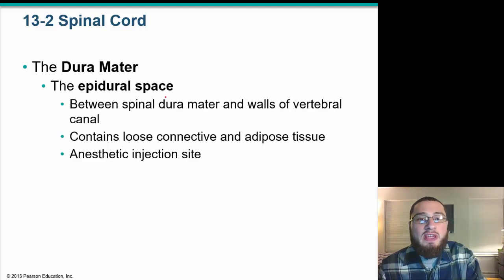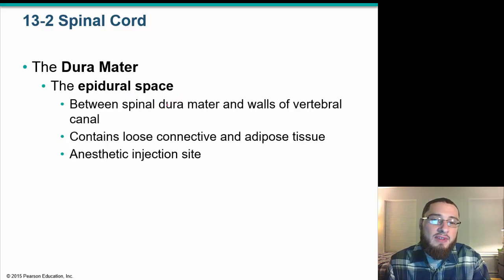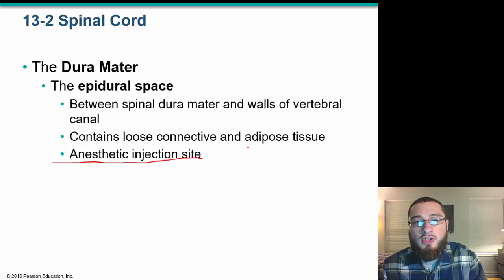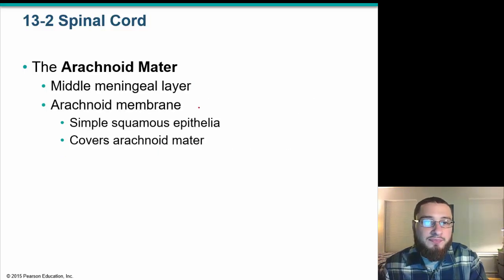There's epidural space. So when you talk about someone having an epidural, someone that's pregnant that doesn't want to have too much pain while they're giving birth, they're going to get anesthetized, or they're going to get an injection in order to decrease the pain while they're giving birth. So that's when you hear about a woman getting an epidural, right? They're getting an injection in this epidural space.